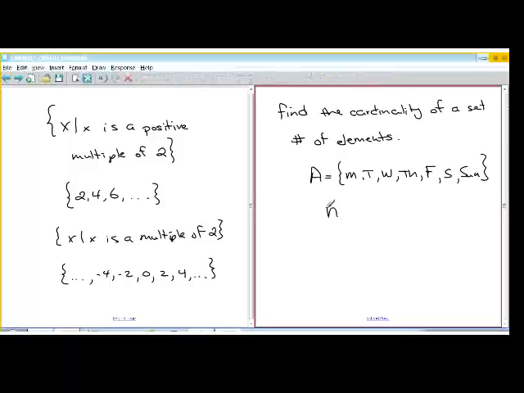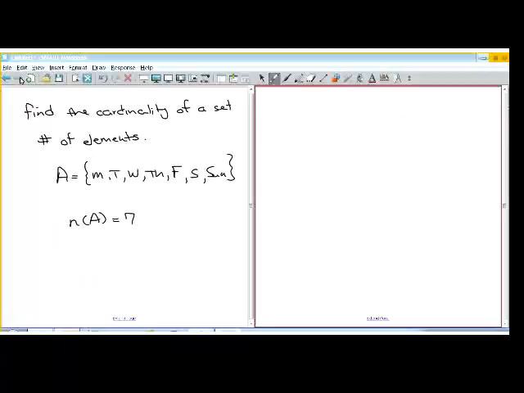So I go 1, 2, 3, 4, 5, 6, 7. So n, which is the number of elements in the set, is 7. So actually, we just count them. And what we would say is the n of A equals 7. So just count the elements, number of elements in the set. And then write n of A. N of A means the cardinality of set A. And 1, 2, 3, 4, 5, 6, 7. Okay, so that's easy.